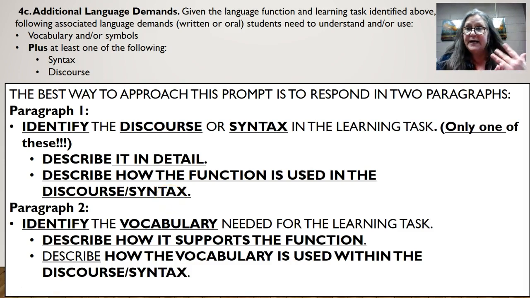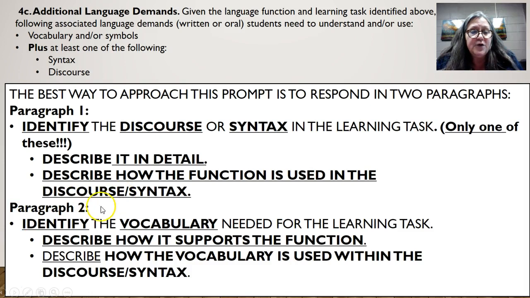So it's important to identify the discourse, and you say, my discourse was, or my syntax was, because one of the things that the score is going to check is that they're going to see, does this person seem to know the difference between discourse and syntax?